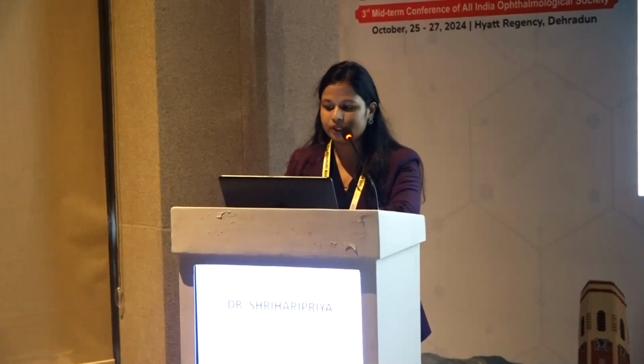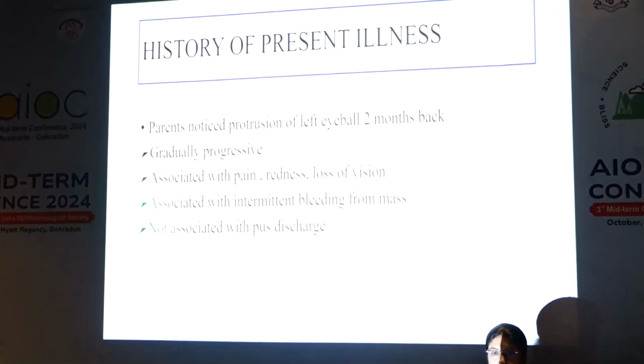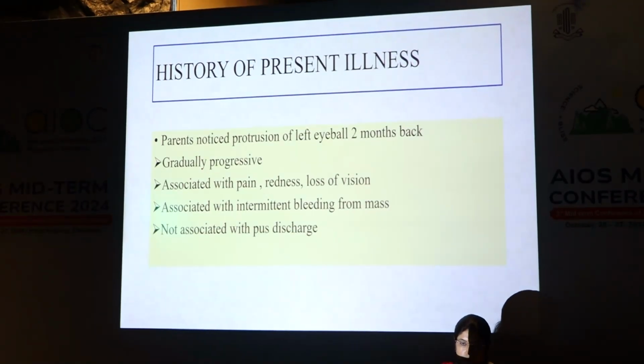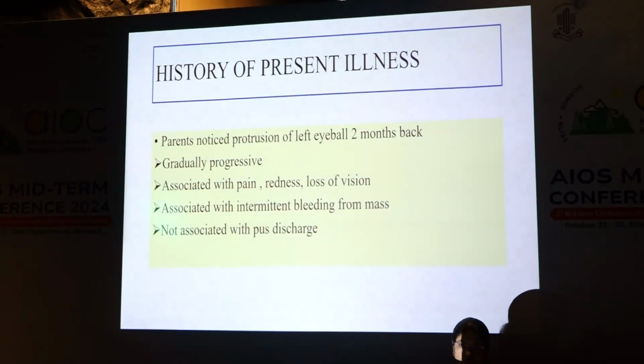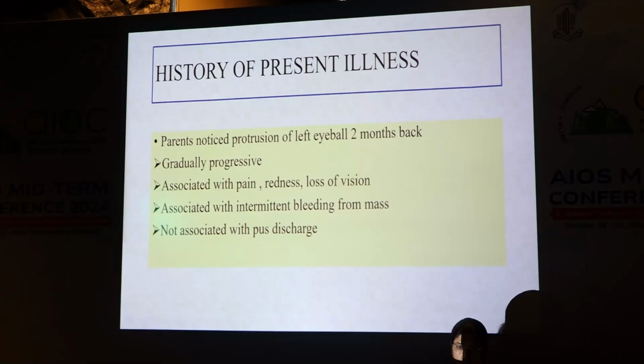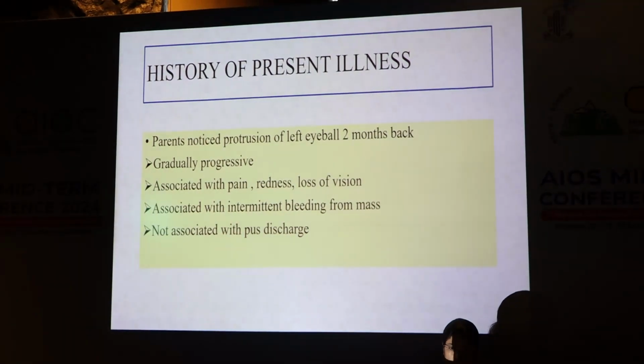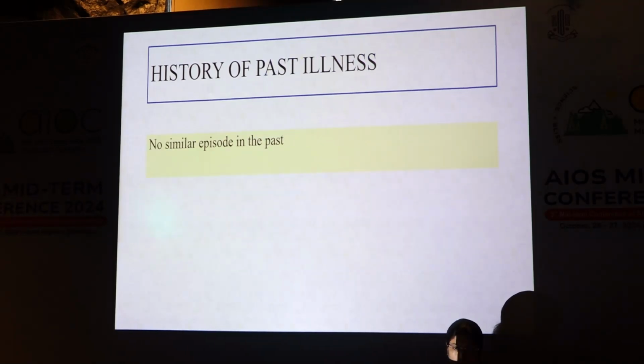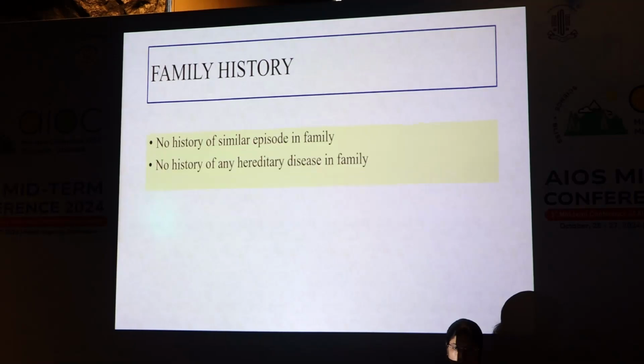This is the photo taken at the time of presentation. Parents noticed protrusion of left eyeball 2 months back, which was gradually progressive, associated with pain, redness, loss of vision, intermittent bleeding from left eye, and was not associated with pus point or pus discharge. There was no similar episode in the past.